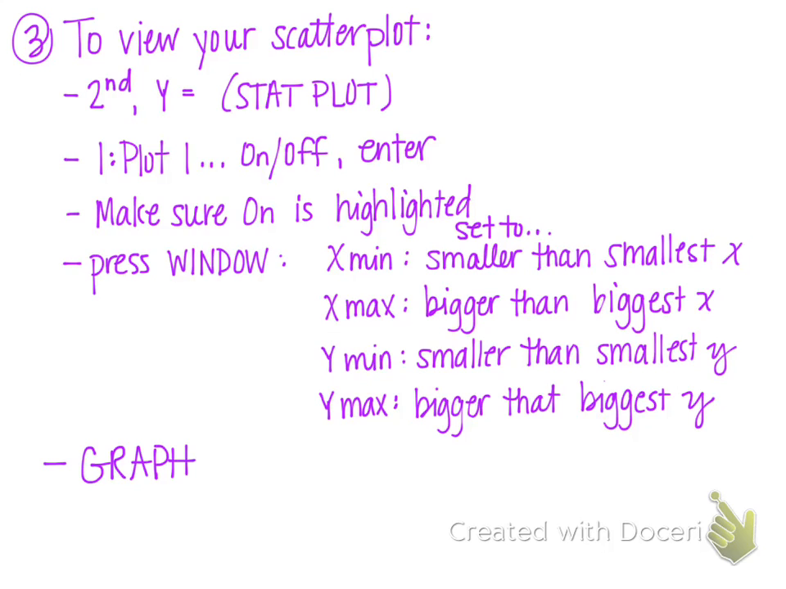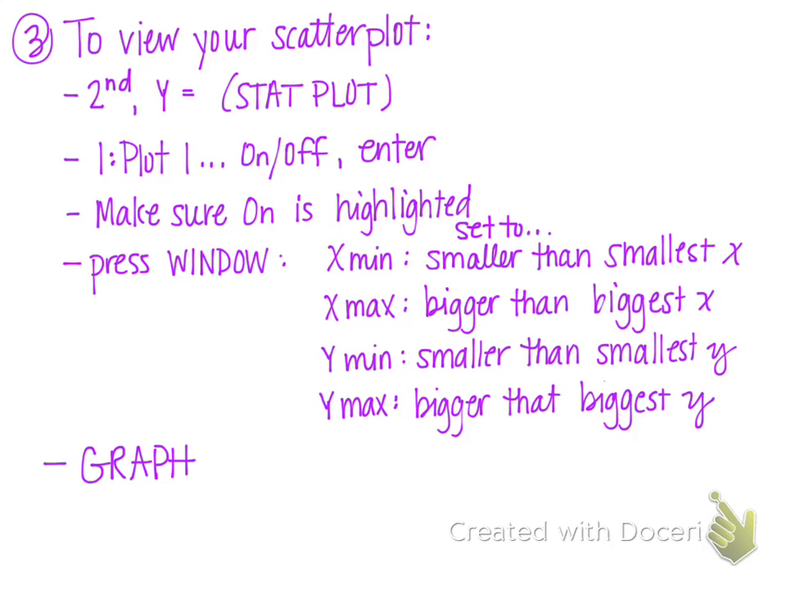Now, you're going to select number 1, and it says plot 1 and it either says on or off. So press Enter for that. Then make sure on is highlighted. Alright, and then when you get done with that, we've got to set our window.